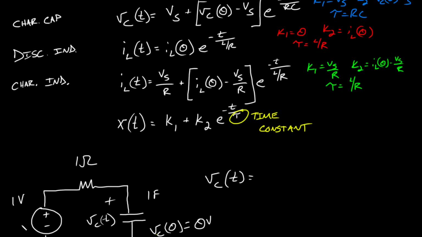Okay, so Vs in this case is 1 volt, so let's just call that 1, plus Vc of 0, which in our case is 0, minus Vs, that's going to make this one a minus, minus 1 e to the negative t over tau. Tau is R times C in this case. So I have 1 ohm times 1 farad, so it ends up being 1 second.